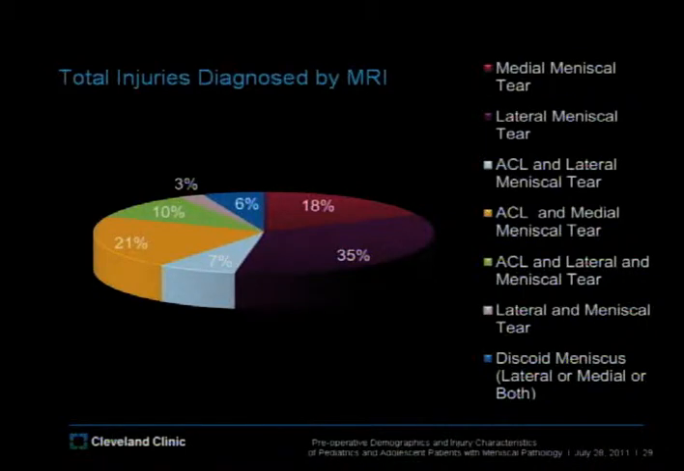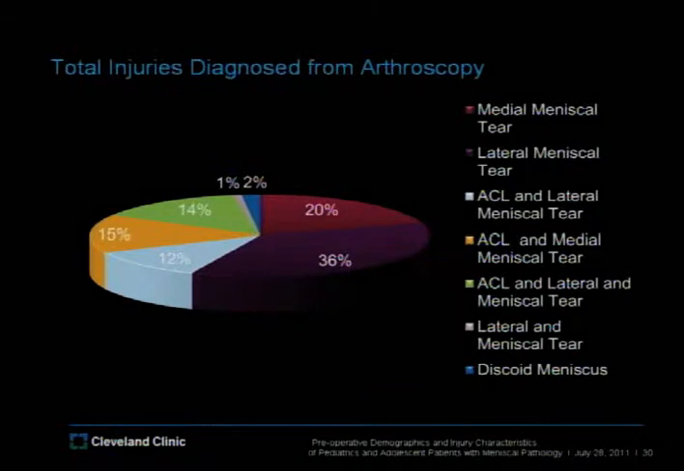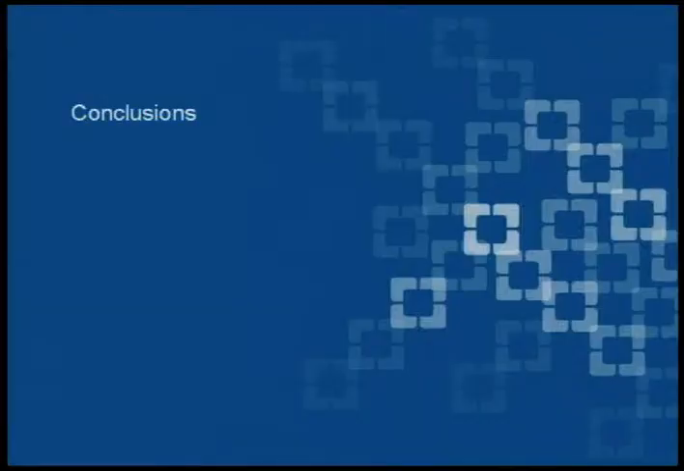but this is different, as you can see on this chart, which is the injuries diagnosed from arthroscopies. The most common injury, again, was the lateral meniscal tear, but the second most common is the medial meniscal tear instead. And these differences are just because the MRI showed something different than what the surgeon confirmed during the surgery.